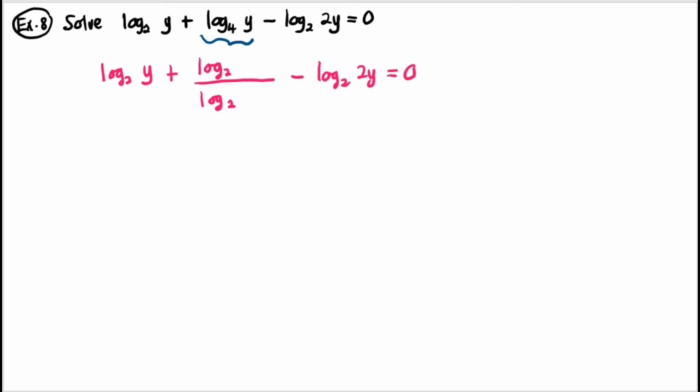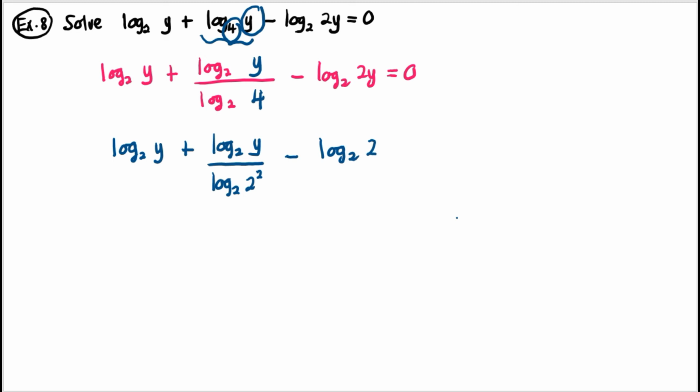Right, so the one at the top and this one should be at the bottom here. Now we need to simplify this. Log base 2 of y, you divide with, so this is actually log base 2 of 2 to the power of 2, right? So minus log base 2 of 2y, this gives us 0.